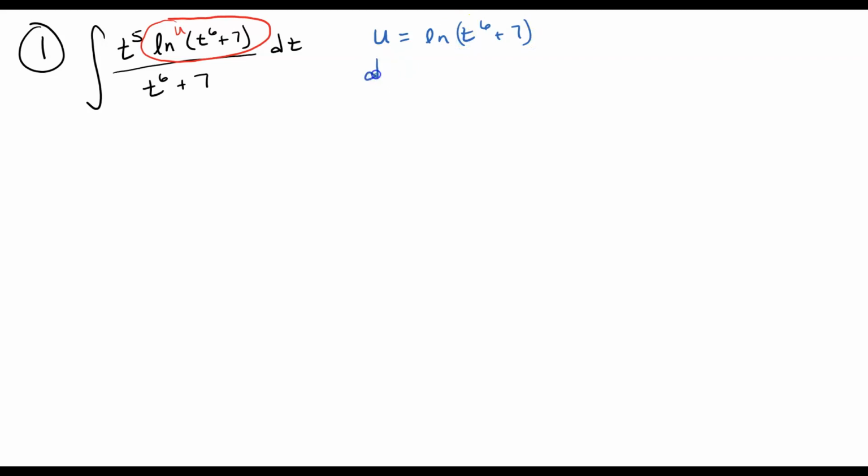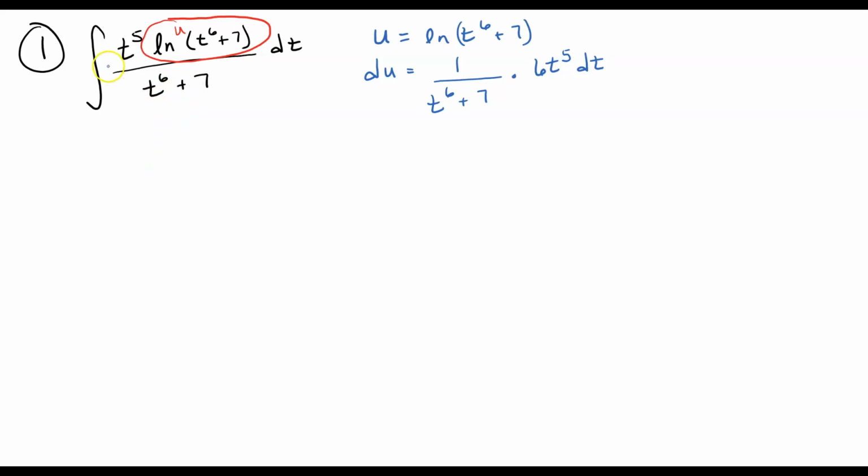Well, what is my du then in this case? Well, that right there is 1 over t to the 6th plus 7 times the derivative of the inside there, which is 6t to the 5th power dt. Okay, so I think I did okay, because I see the 1 over t to the 6 plus 7. It's this t to the 6 plus 7 that's there in the denominator.